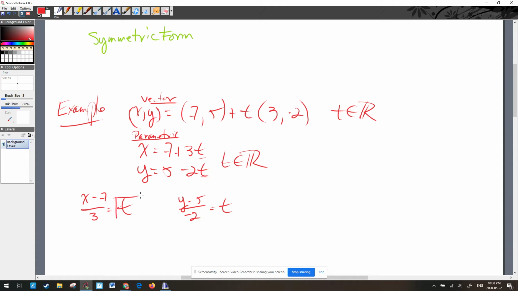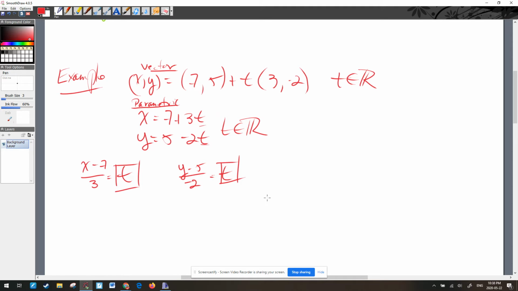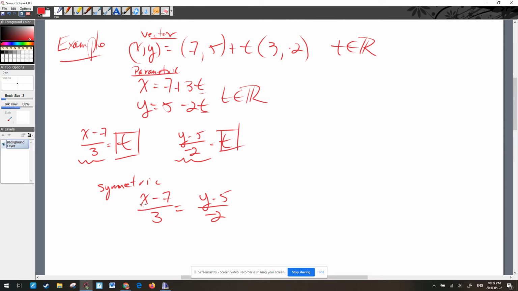What's cool is that this t is equal to this t, which of course means that this and this must match. So it's x minus 7 over 3 is equal to y minus 5 over negative 2. And this is the symmetric form. Okay, so that's the symmetric form, right?